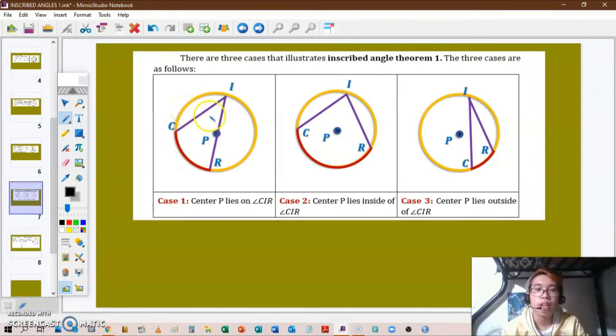There are three cases illustrated for the inscribed angle theorem. In the first, the center P lies on CIR, so this is half of this one. If this is 2x, then this is x degrees. In the second, center P lies inside of CIR. Again, if this is 2x degrees, then this is x degrees. In the third, center P lies outside of angle CIR. Again, if this is x degrees, then CR is 2x degrees.